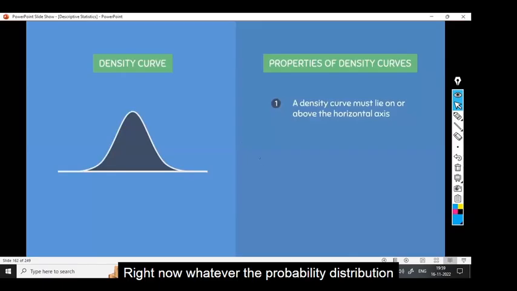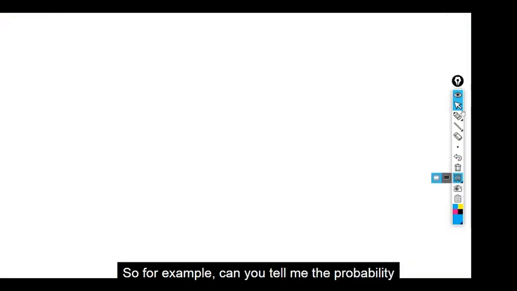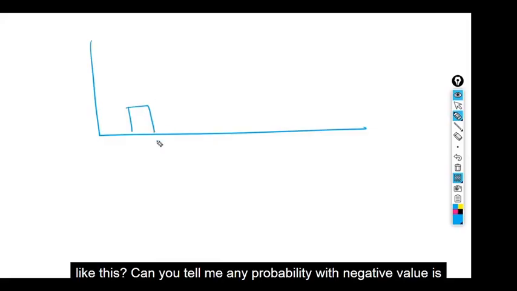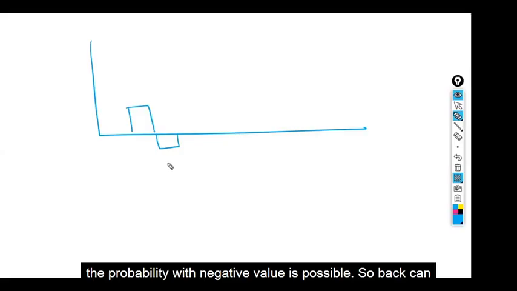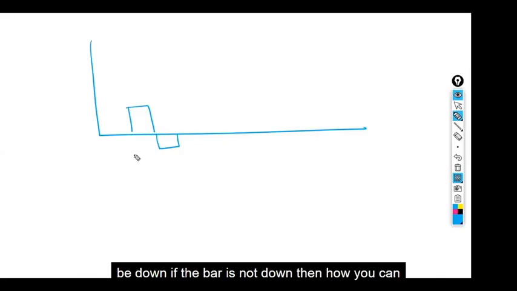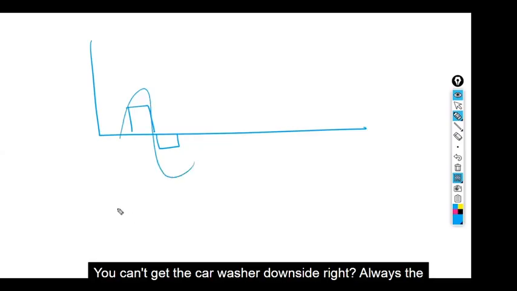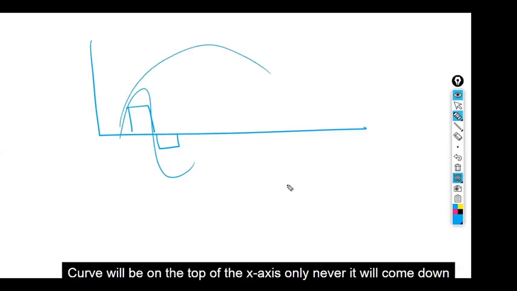Now, whatever the probability distribution is there, what are the properties? Always it has to be on the x-axis only. So for example, can you tell me the probability? If some probability is there, you will get like this. Can you tell me any probability with negative value? Is the probability with negative value possible? So bar can be down. If the bar is not down, then how you can get the graph also down? You can't get the curve also downside, right? Always the curve will be on the top of the x-axis only.